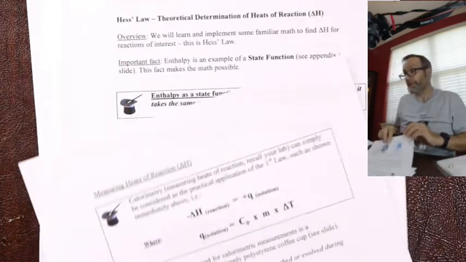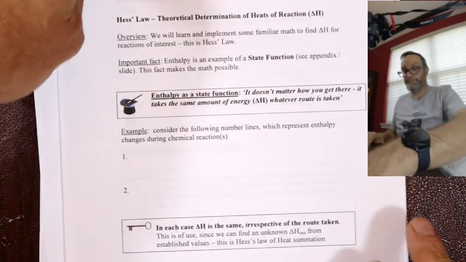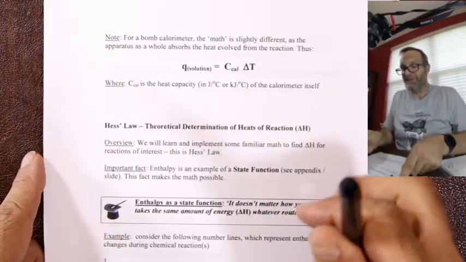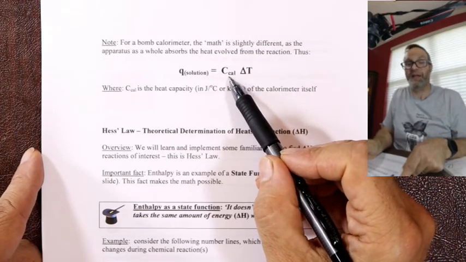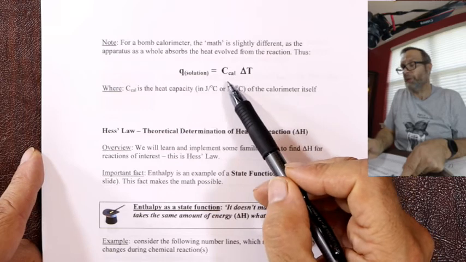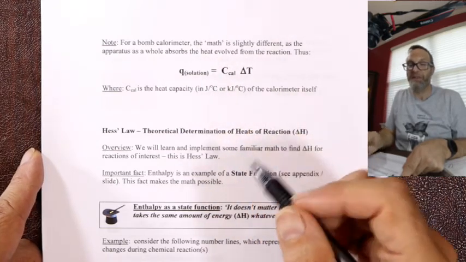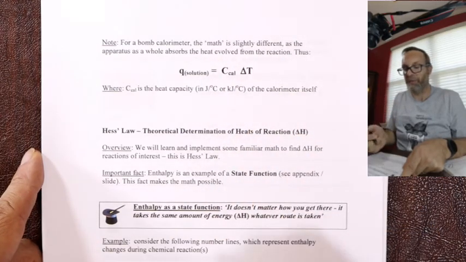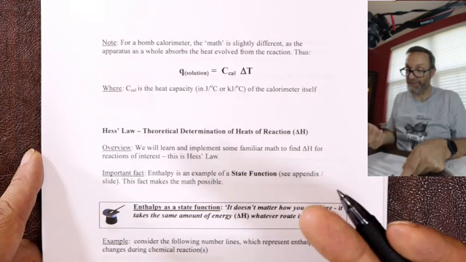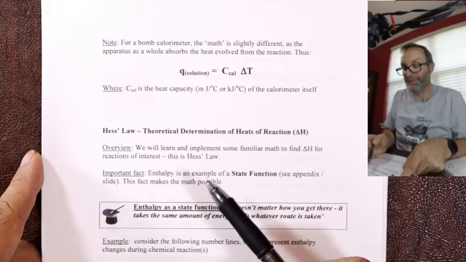Now, as you mentioned, for a bomb calorimeter, because it's the device itself that has a heat capacity, the equation is much simpler. You would never use that here because we just use solutions in a cup. We'd use the mass and the heat capacity of the solution, 4.184, because it's dilute.